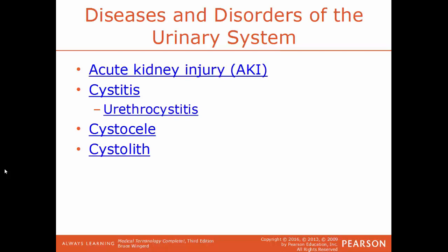And what happens here is the wall between a woman's vagina and the bladder becomes weakened. So the bladder actually will droop down into the vagina. And our last term here, cystolith. This is having a stone within the urinary bladder.